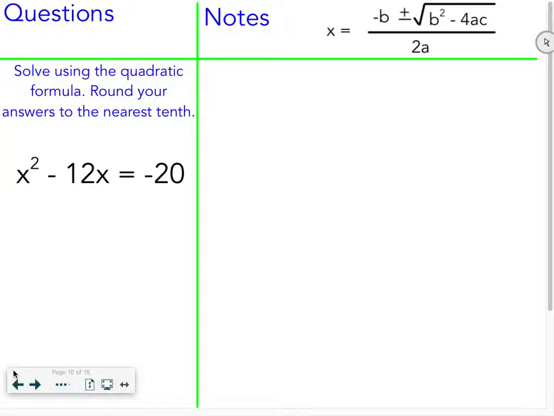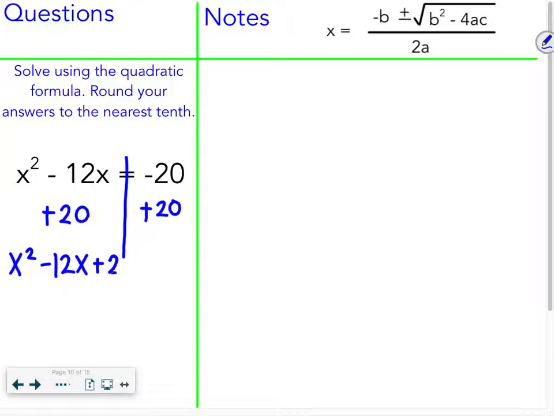All right, before we can begin solving this equation, we need to make sure that our a, b, and c values are all on the left-hand side of our equation. So right now, we have that negative 20 on the right. We need it equal to 0. So I'm going to add 20 on both sides. And now our new equation will be x squared minus 12x plus 20 equals 0.